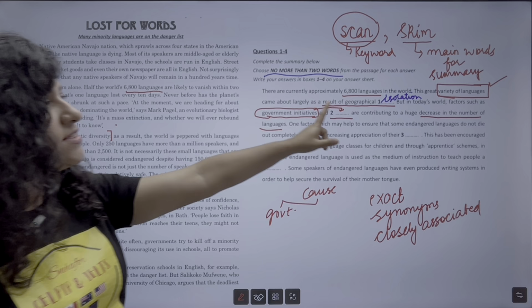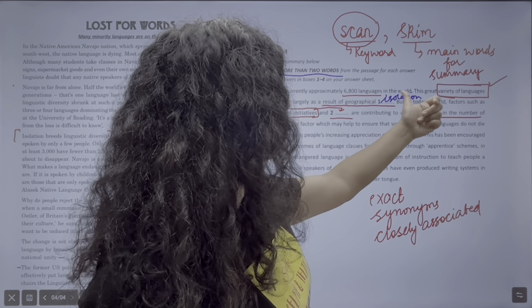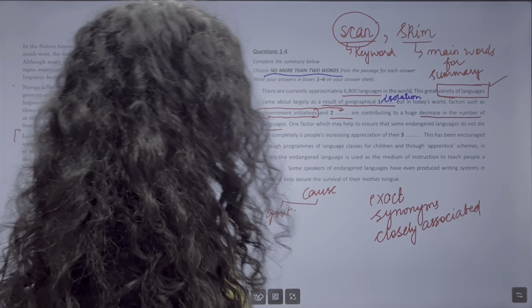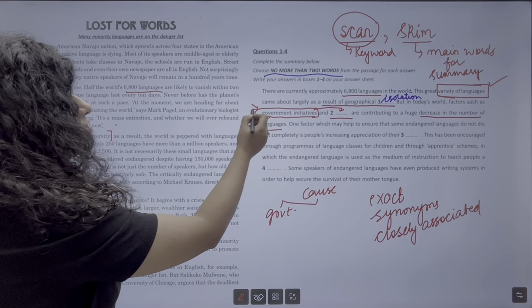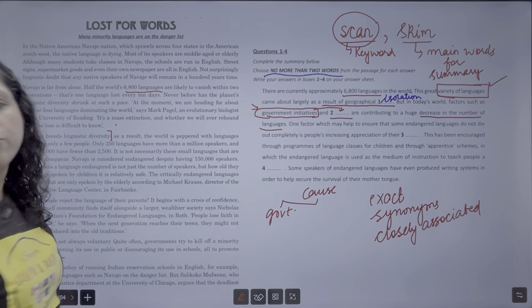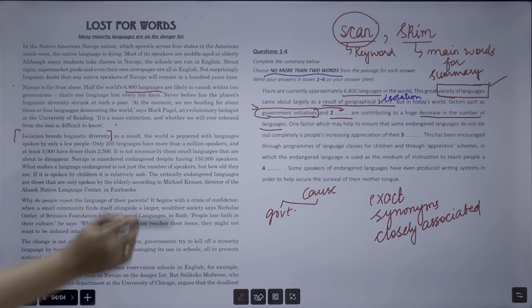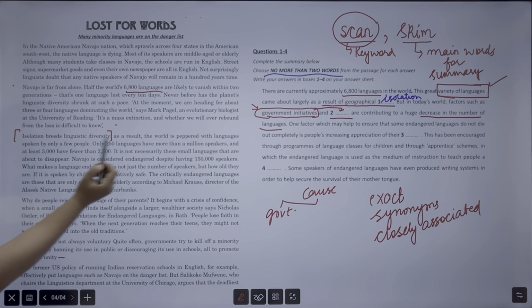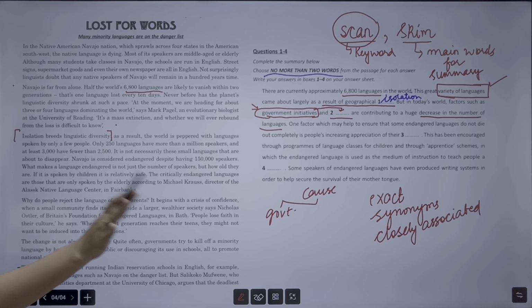So in this question, after this information related to geographical isolation, there will be information related to some factors in which government initiative will come first, and after that there will be discussion of some other factor. So let's see, where do we find government initiatives? Again, you can scan the text. Scan the text for any government initiative. You can focus on the exact words, you can focus on the synonyms, or focus on closely associated words.